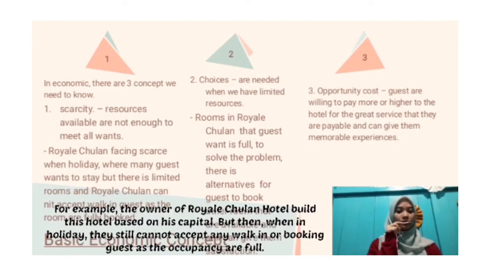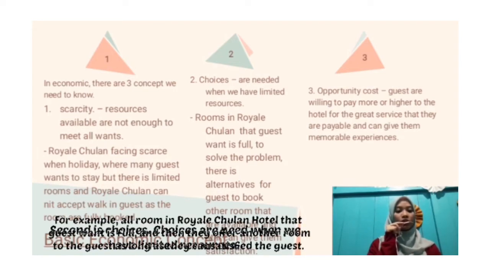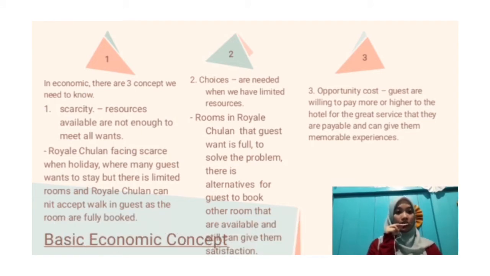For example, the owner of Royal Chulan Hotel built this hotel based on his capital, but then on holidays they still cannot accept any walk-in guests or booking guests as the occupancy is full. Second is choices. Choices are needed when we have limited resources. For example, when the room that a guest wants is full, they offer another room to the guest, as long as they can satisfy the guest.